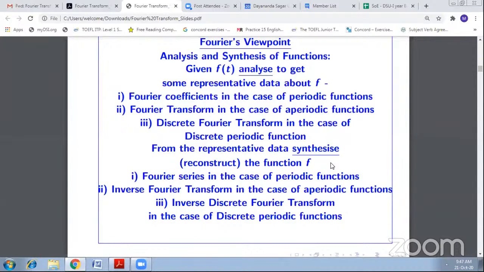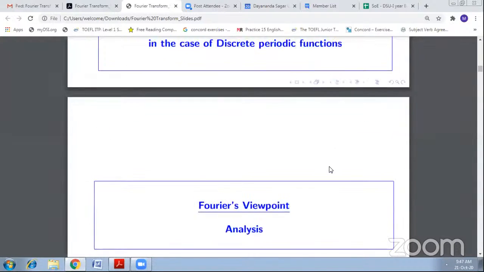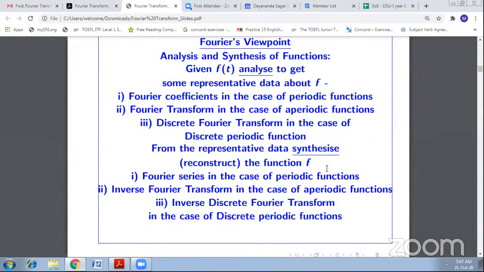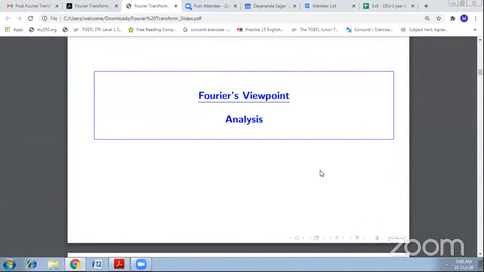You extract some information about that function, which essentially contains all the information about the function, analyze that essence, and then reconstruct the original function by an inverse process. In fact, this idea of analysis and synthesis is a very important aspect of all signal processing, or any such function processing these days. In Fourier's point of view, analysis means you have to extract certain representative data.